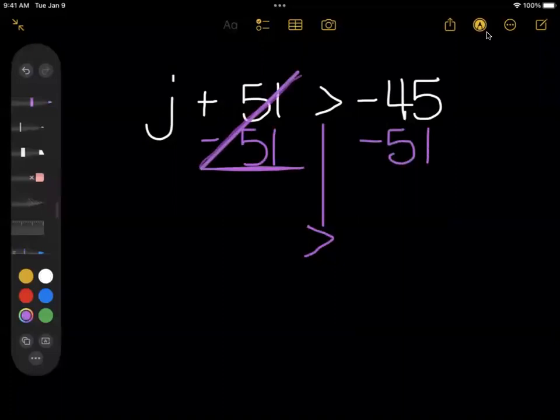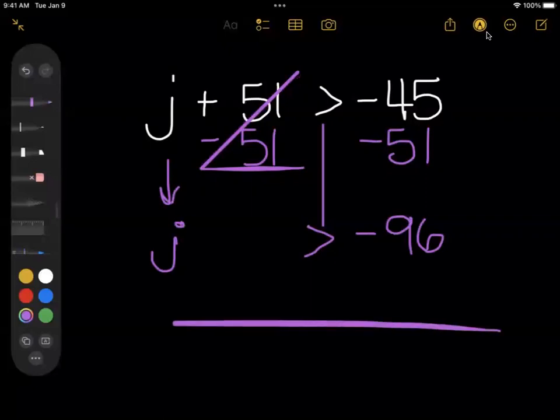This cancels out and becomes 0. So I bring down the J. And then -45 and -51 means I'm going to be keeping the answer negative, but actually adding the numbers together. And if that doesn't make sense to you, then you may need to practice with adding and subtracting with integers. But when we do this, we should end up with negative 96.